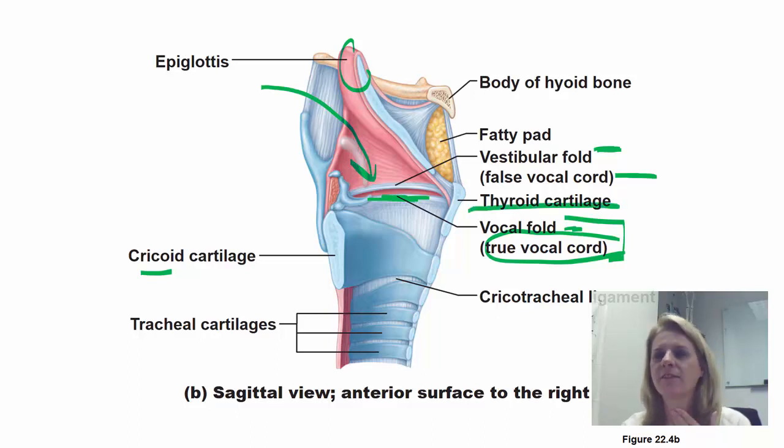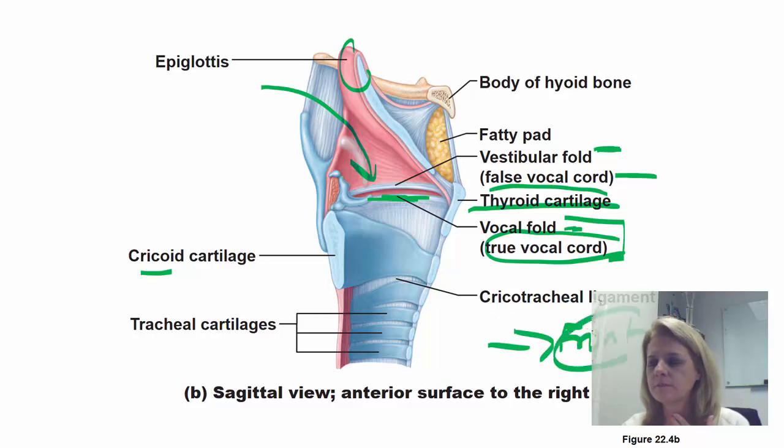Thyroid cartilage, sorry, this is what I'm talking about. This is the front. So your thyroid cartilage, when you feel your Adam's apple, you feel that. And then the cricoid cartilage is a large cartilage that you can see on the models. It goes around, and is large on the back.